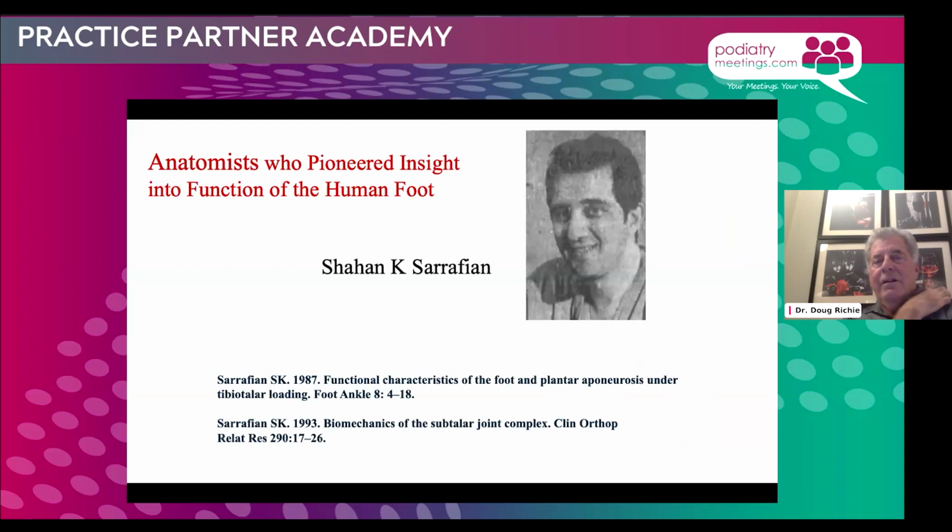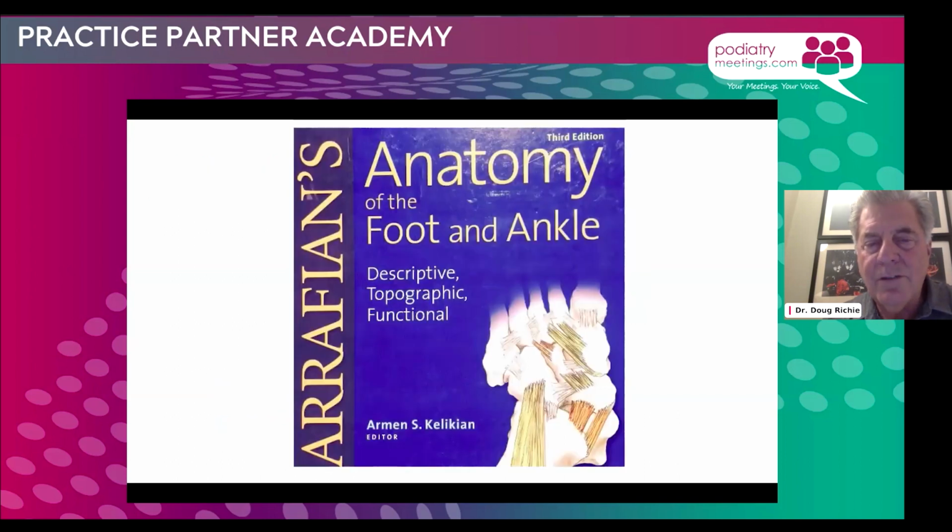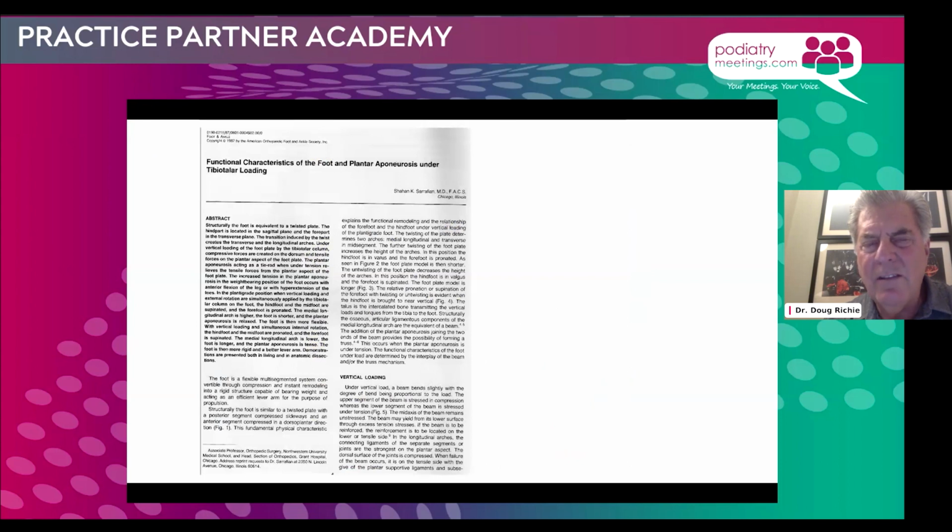Now, the person who, in my mind, really described the twisting plate mechanism in the most simplistic and most useful clinical form was Sarrafian, and he described it in all of his editions of his anatomy textbooks, but also in several peer-reviewed publications, most notably Foot and Ankle International in 1987. Sarrafian's books, particularly starting with the third edition, are probably the best biomechanics texts of the foot that I have ever read. And I love his incorporation of the twisted plate into a very large segment of this book in the opening chapters.